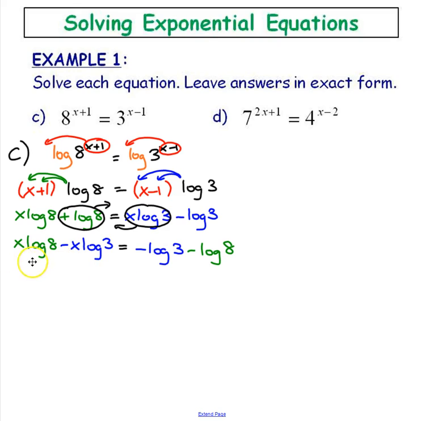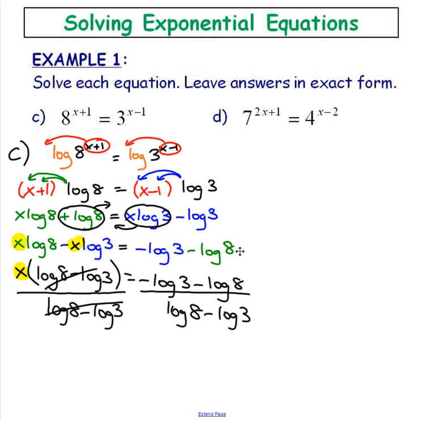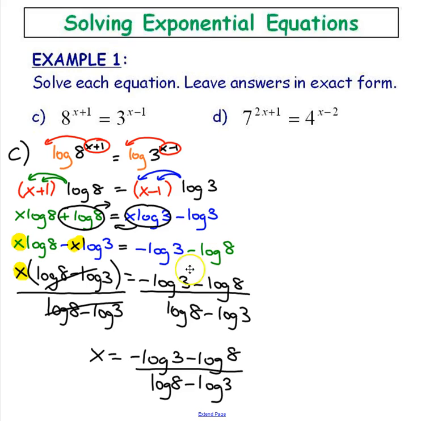All right, now I have two x terms. Let's figure out how to separate that x by factoring. Okay, so they both have an x in common. Let's bring it to the front. And then all the leftovers will go into the bracket. So I'm keeping this guy nice and the same as it was before. All right. Now to separate the x from that bracket, I'm just going to divide it out. So let's divide both sides by log 8 minus log 3. And then I get my final answer on the right-hand side, which is this complicated little guy.